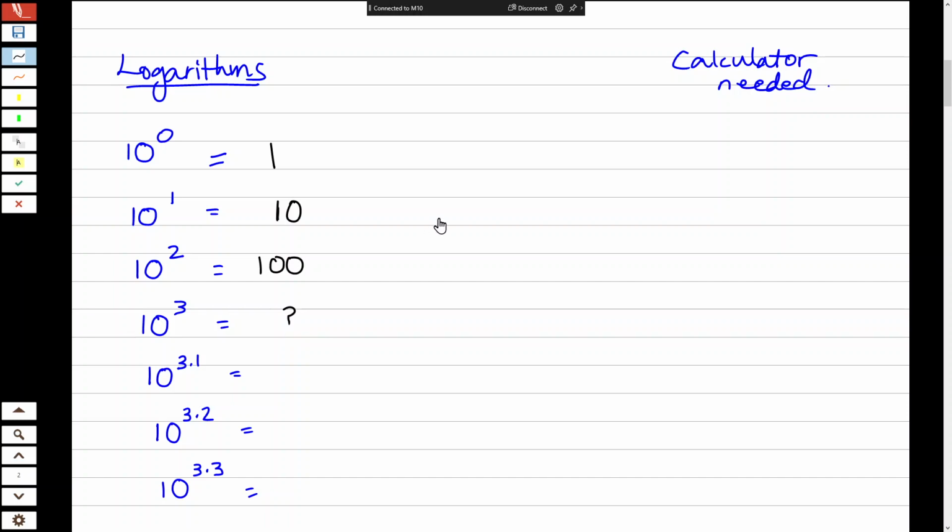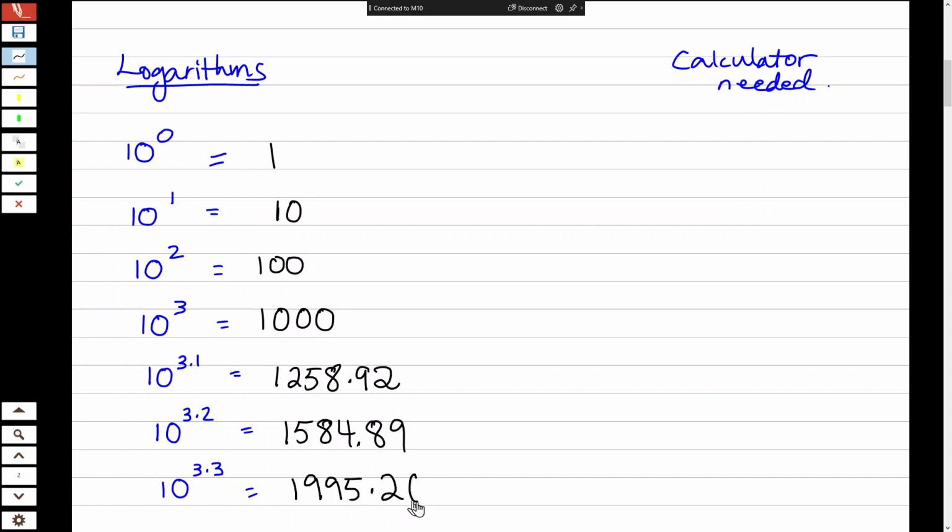It's 1,000. Oh my gosh, that's 10,000. And then it's 100,000. So please note this is not 4, this is 3.1. So you're gonna get a decimal now. 1,258.92. Thank you. 1,584.89. Yep. And last one? How are you guessing these? 1,995.26. Thank you. All right.